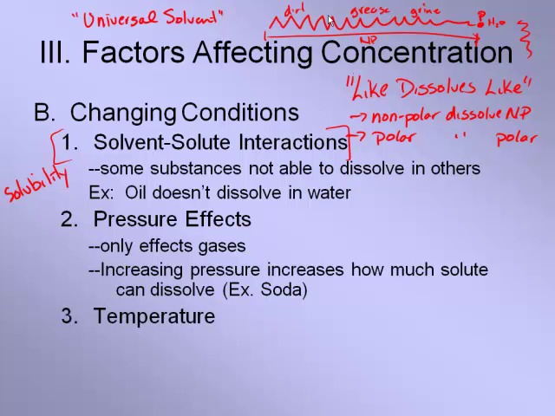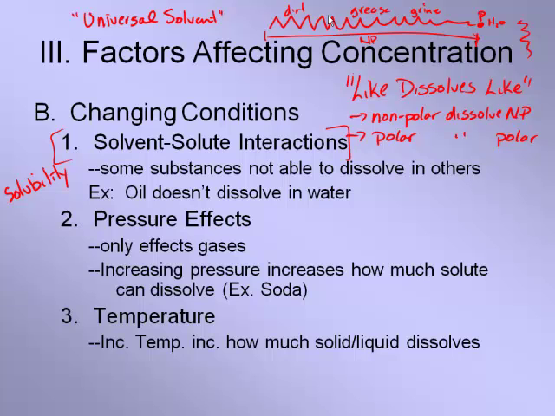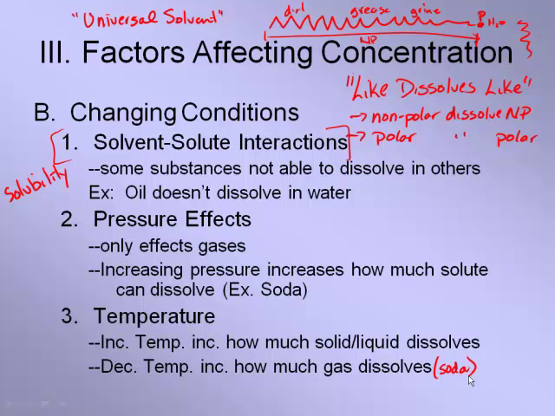The last one is temperature, and we know temperature. Temperature we see all the time. If you increase the temperature, you increase how much solid or liquid can dissolve. If you decrease the temperature, you increase how much gas can dissolve. So in this one, again, coming back to my soda example, warm soda goes flat faster than cold soda. Why? Gas molecules like to move around. If they gain energy, they can't stay dissolved in a liquid any longer. So when they get warm, like in warm soda, they come rushing out of the solution very quickly. If it's cold, soda will stay bubblier longer.